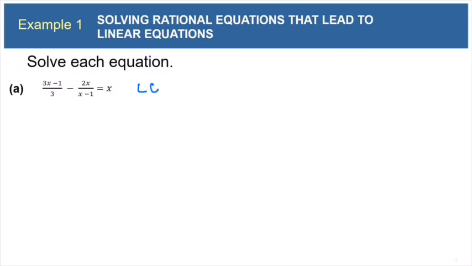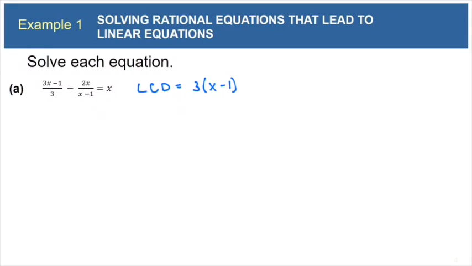so we can start by building our LCD. So I'm going to say that the LCD needs to contain a factor of 3 because that's the only factor in the first denominator, and it also needs to contain a factor of x minus 1. And then this last term does not have a denominator, so that's okay. So here is our common denominator.